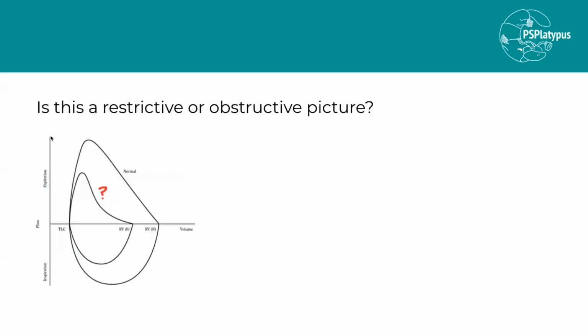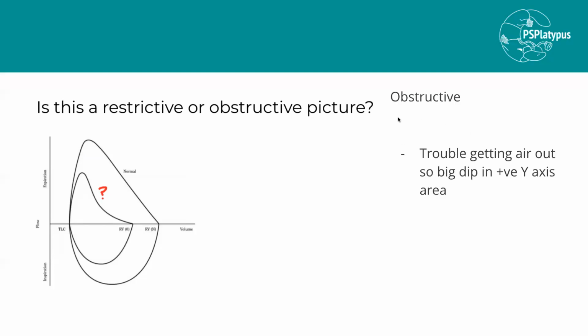I think second last question, is this restrictive or obstructive? There are flow volume loops. What we're looking at here is the coving on the expiration side of the flow volume loops. Since you see this big dip, you're thinking obstruction, having trouble getting air out of the lungs. So obstructive, big dip in the positive y-axis.